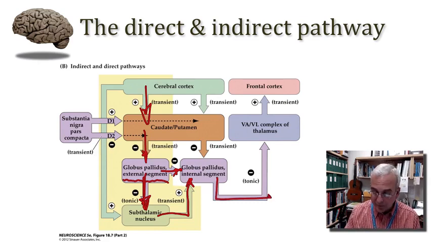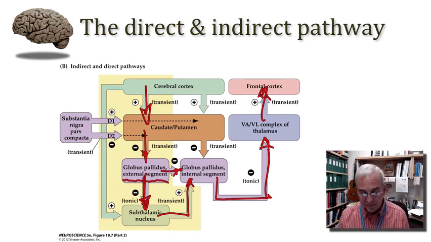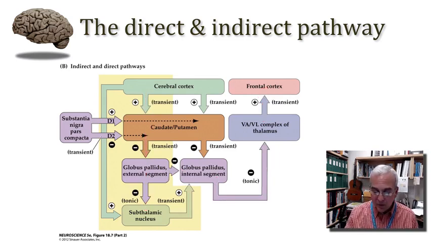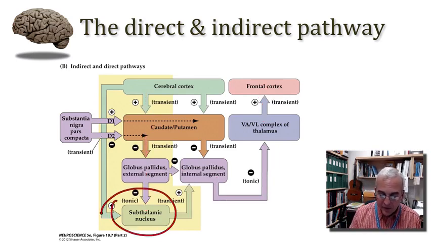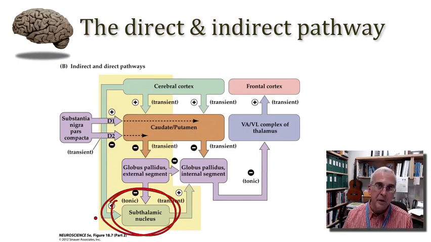The internal segment of the globus pallidus projects to the motor thalamus, which then sends signals into the motor cortex for the initiation of movement. So when one considers the indirect pathway, what I want you to appreciate is the importance of this subthalamic nucleus. If the function of the basal ganglia is to modulate the way the thalamus is interacting with the cortex, then you might imagine that the subthalamic nucleus ought to be pretty important because it's one way to either turn up or turn down the activity of this internal segment of the globus pallidus.